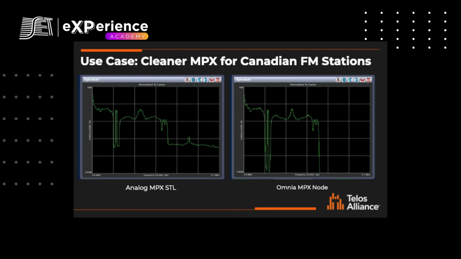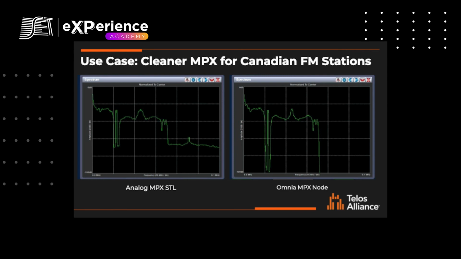Whereas on the right-hand side, this is the output of an Omnia MPX node. You can see the noise is 95 to 100 dB down. And so you're not transmitting noise. With an analog MPX STL, your FM transmitter will transmit all of that noise. But with the Omnia MPX node, you get a very noise-free signal and only get the signal that you want to actually transmit.